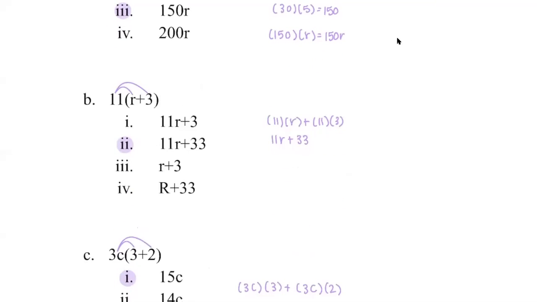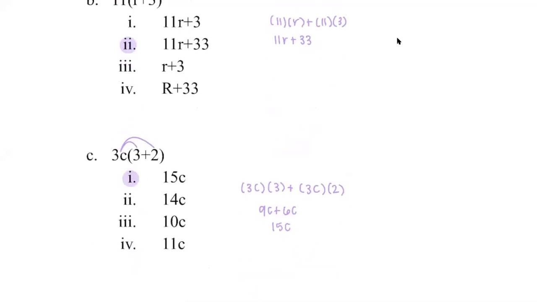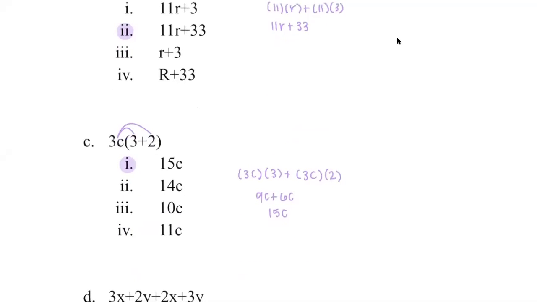Here in the second one, using the distributive property, multiplying your 11 by r and your 11 by 3, so you get 11r plus 33. Distributive property once again, multiplying your 3c by 3 and by 2. So you're getting 3c times 3, which is 9c, 3c times 2, which is 6c, and since they're common terms, they both have the variable c, you can add them together, and you get 15c. So I is your correct answer there.